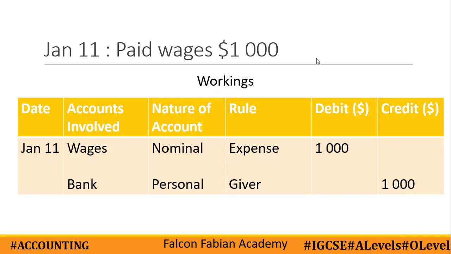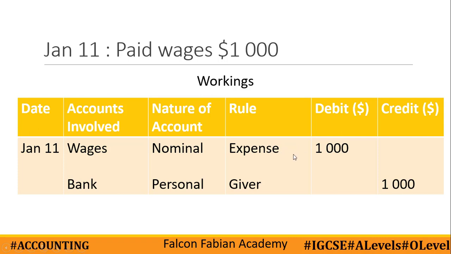Now let's do the workings. We will continue in the same table where we had done the workings earlier. You would leave a line and then do the workings for this transaction. So the date is January 11. The accounts involved are wages and bank account. Now wages is an expense for the business. Therefore, the rule for nominal account is going to be applied to wages. So wages is an expense. The rule for nominal account is going to be applied to wages.